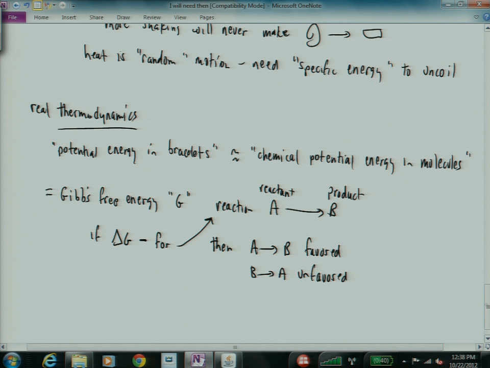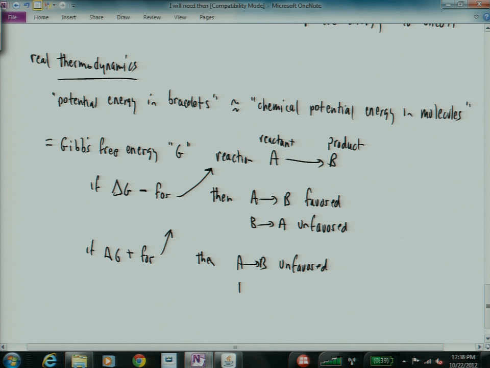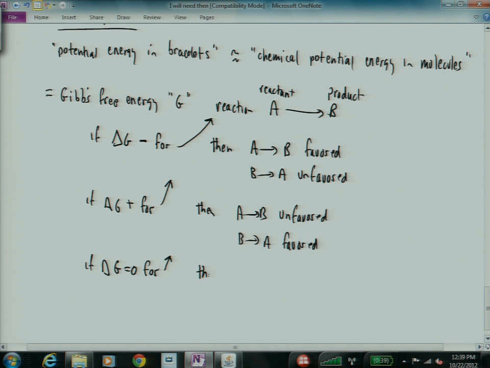If delta G is positive for that reaction, then you'd say A to B is unfavored, and the reverse is true, that B to A is favored. And finally, if delta G is 0 for that reaction, for any reaction you like, then A to B and B to A are equally favored. Something in balance, like a seesaw. Two people of equal weight on a seesaw, it's equally favored which one's going to go down. So delta G is a way of expressing this.